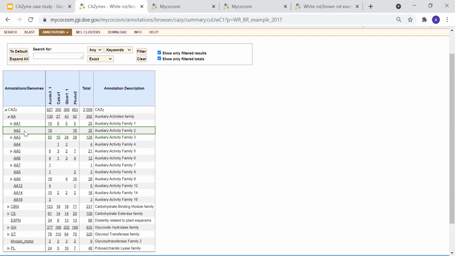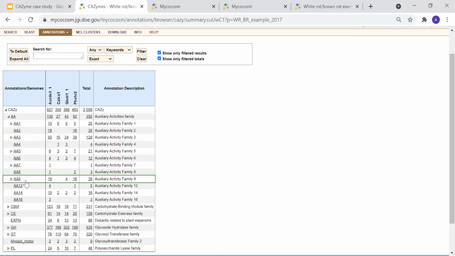Since we know that white rot breaks down lignin, and there are 19 and 16 copies in fungus A and P, both white rot fungi, we can confirm that fungus A and fungus P are white rot, while fungus C and fungus G are brown rot, since they don't possess any copies of the enzyme subfamily that breaks down lignin.